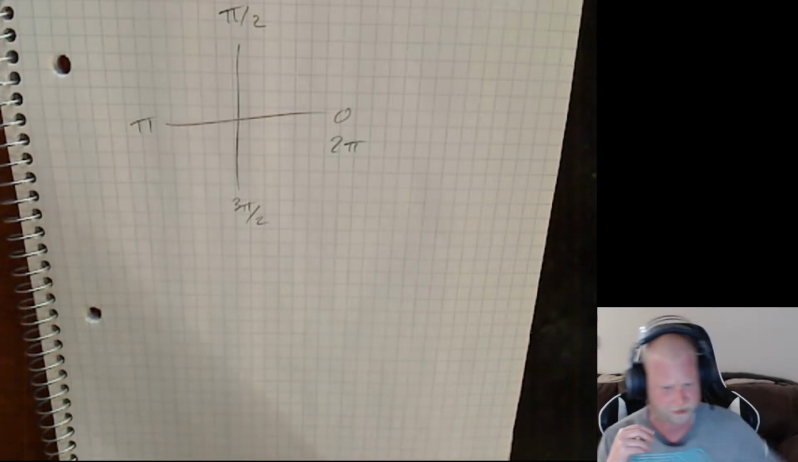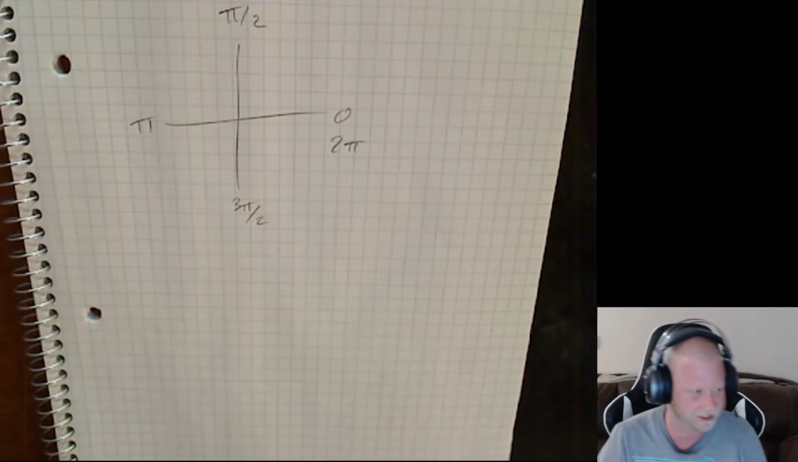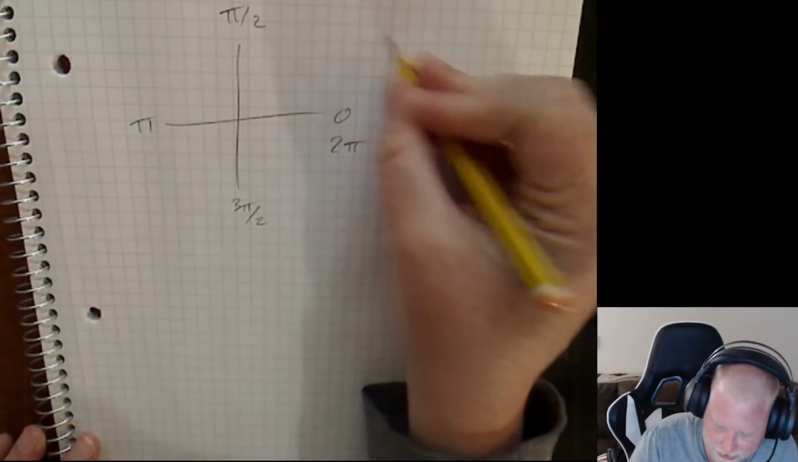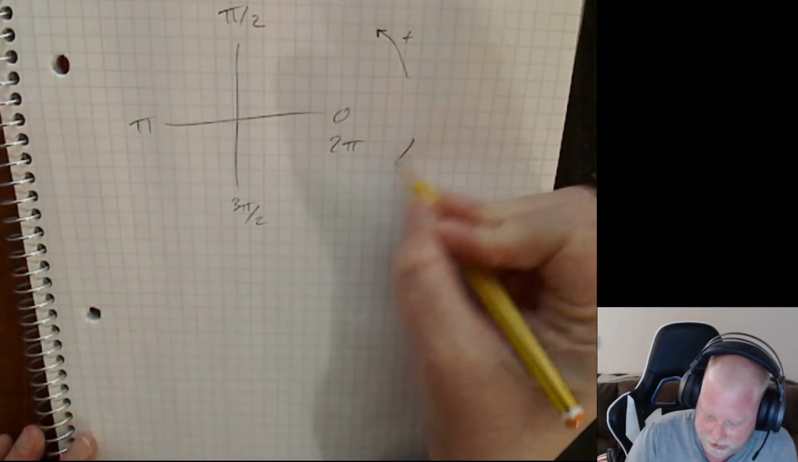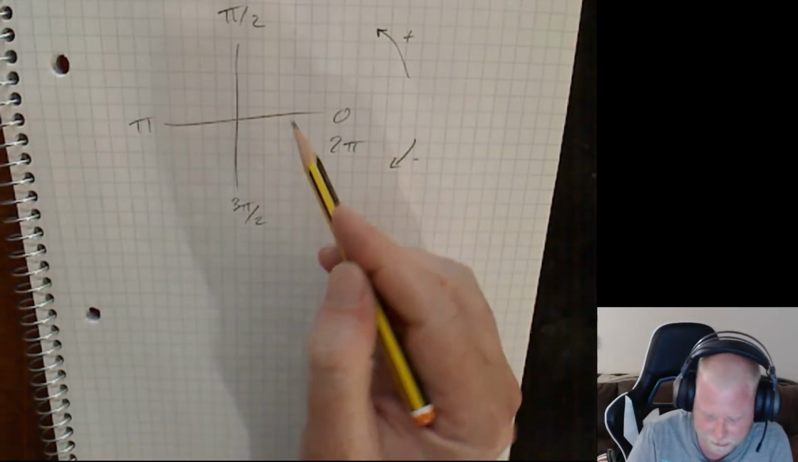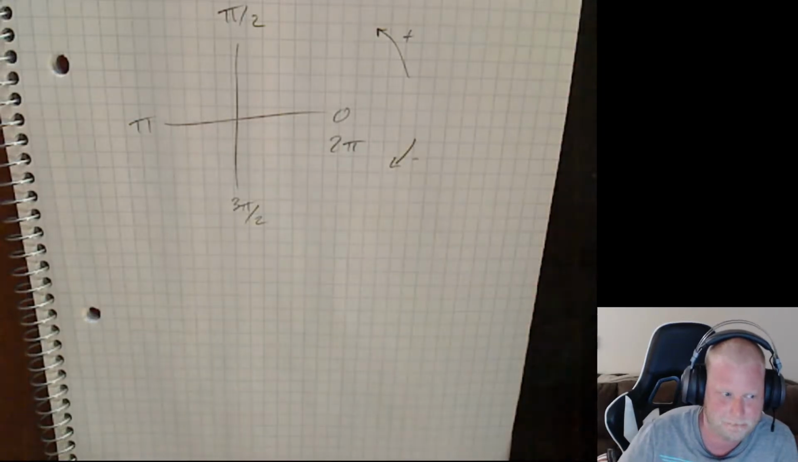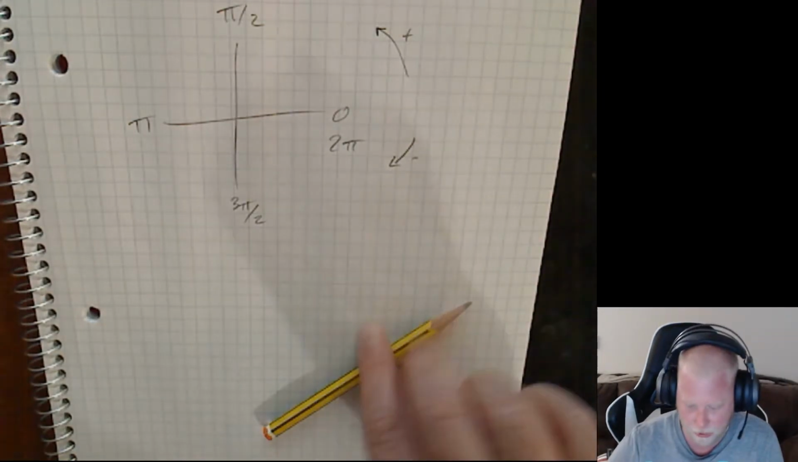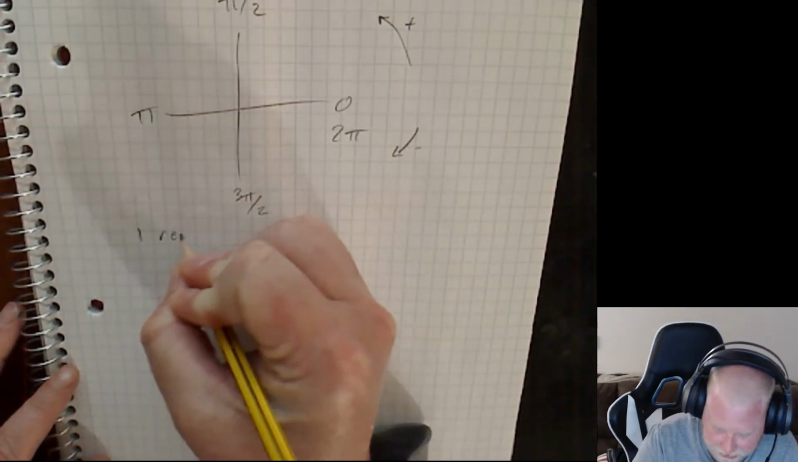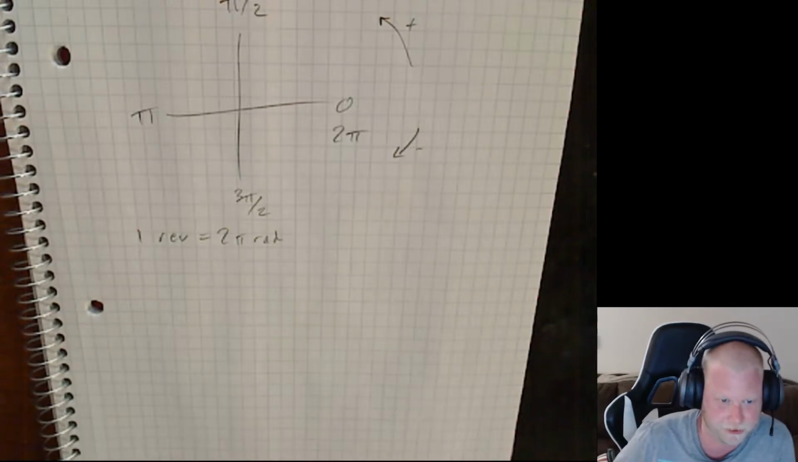Now, when we're talking about position, obviously position can be positive or negative, just like it was in linear kinematics. The direction that is positive is going to be counterclockwise, whereas clockwise is going to be negative. And the reason that counterclockwise is positive is because that's the direction you go through the unit circle. One other thing to keep in mind is that one revolution is equal to 2 pi radians, and you'll often need that conversion ratio.